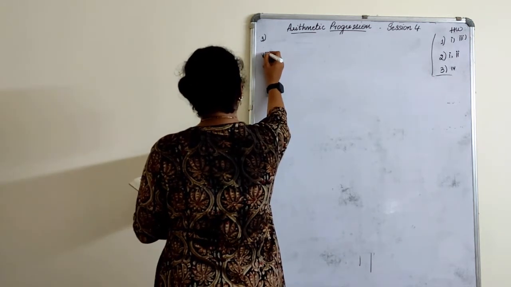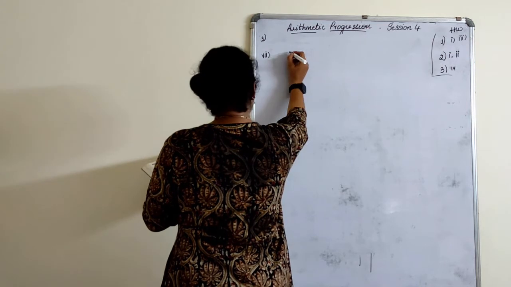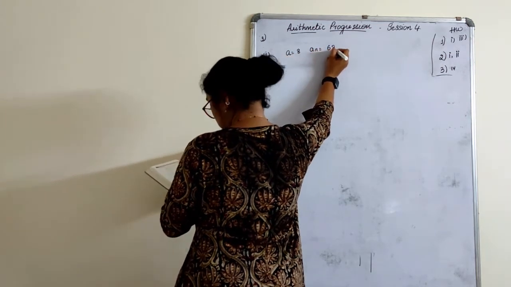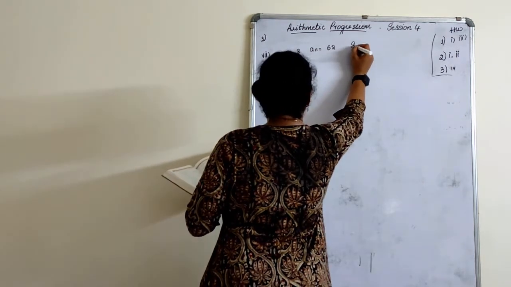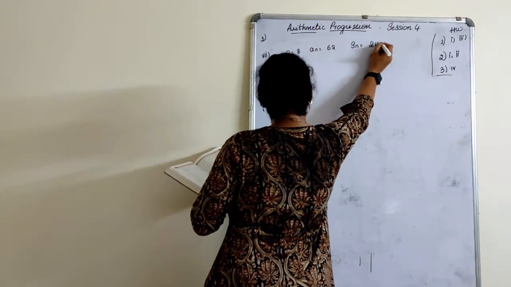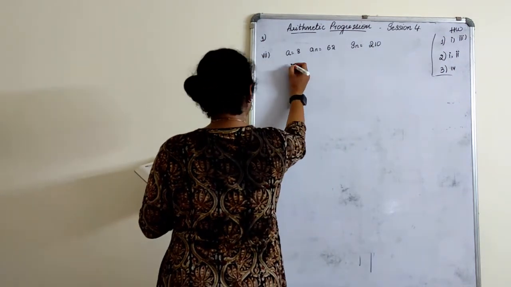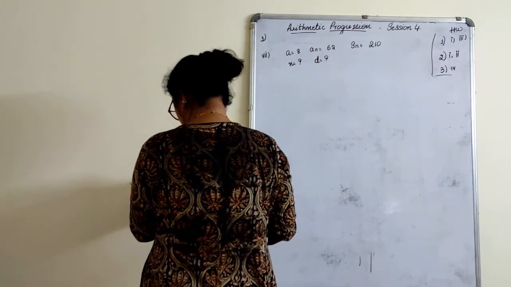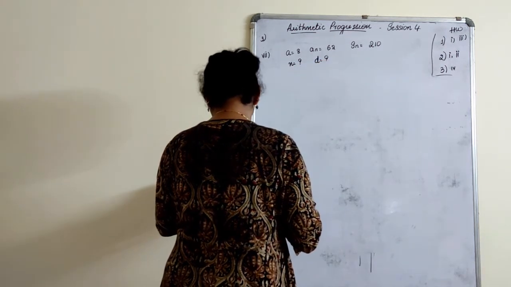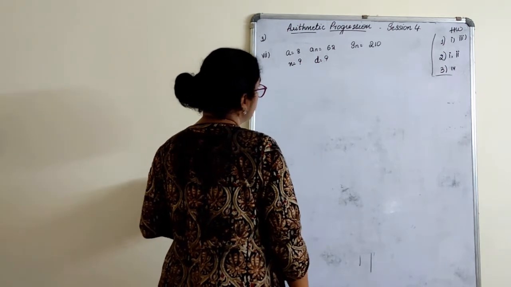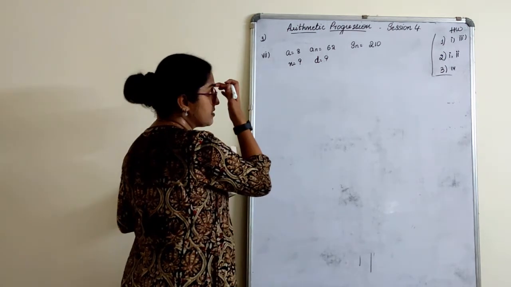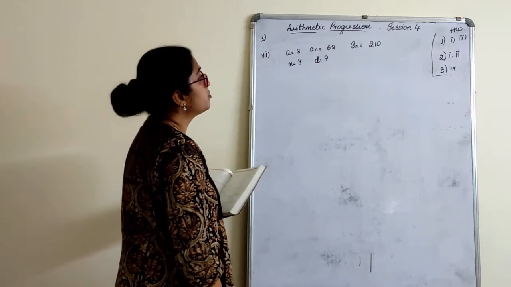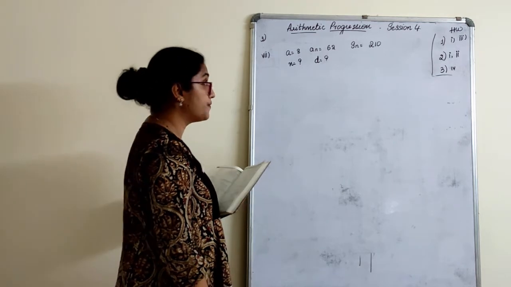Seventh one. Given a is 8, an is 62, Sn is 210, find n and d. So these are given. Now here, given that an is 62, the last term is given, Sn is given, a is given. Do you know n here? No. So can we find n? How should we find n here?